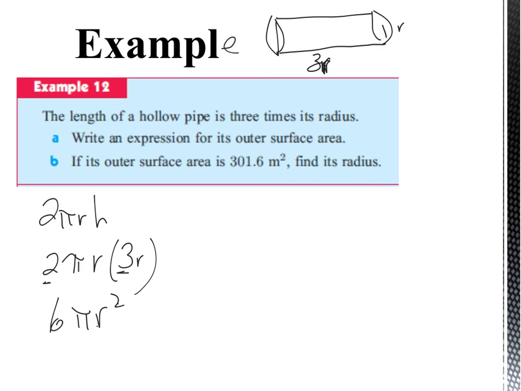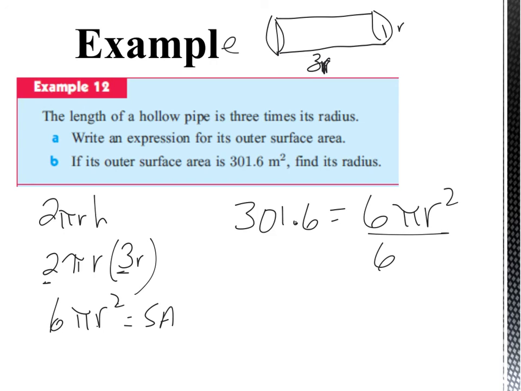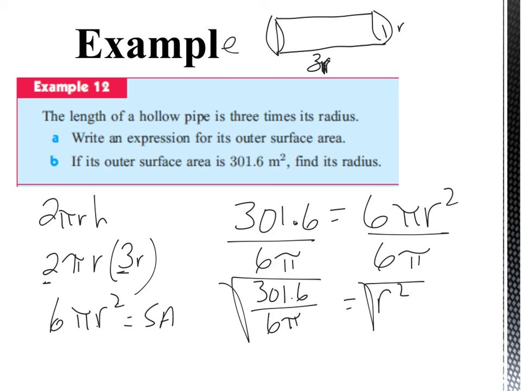Then it says if its outer surface area is 301.6, find its radius. So if this is my surface area, then I'm going to plug in 301.6, and that's going to be equal to 6 pi r squared. So I divide both sides by 6 pi to get r squared by itself. So r squared is equal to 301.6 divided by 6 pi. And then to find r, I simply take the square root of both sides. When I put that into my calculator, I get that r is approximately 4.0 meters.